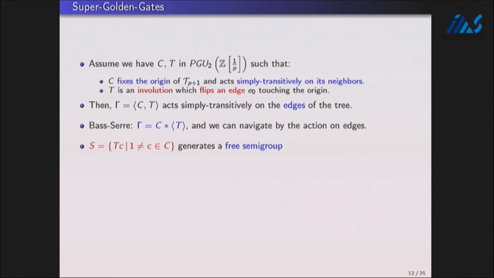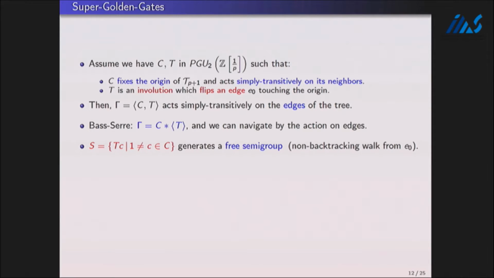Now, here's something that I like, and Peter is not excited about, but I think it's nice. If you take the involution times all the elements except the identity in C, this generates a free semigroup. And when you look at what happens on the tree, it takes your edge to the edges which leave its tail, and then to the one which leaves that tail. So you're looking at a non-backtracking walk on a tree. And this tells you that you are in a free semigroup, and with a non-backtracking walk, you never get back to where you started.